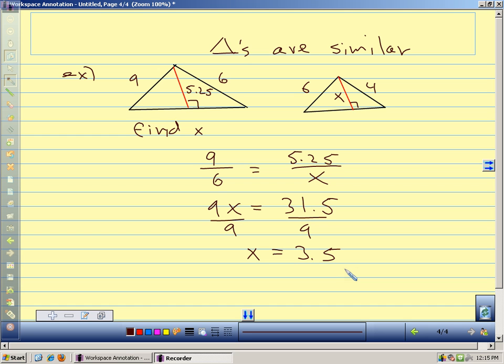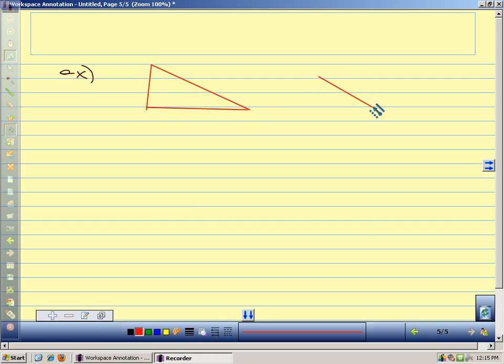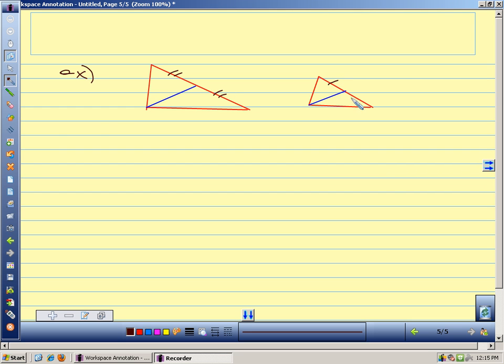Questions on that one? All right, let's look at one with medians. So here are our triangles for this one. And I'll do my medians in blue. And what tells me that these are medians is that these two segments are congruent. So it divides this side in half. And we know that the triangles are similar.